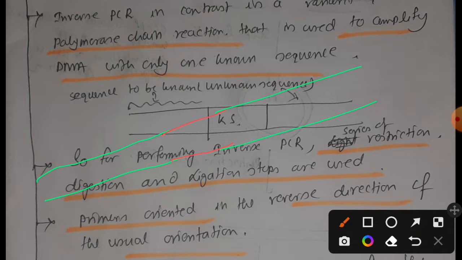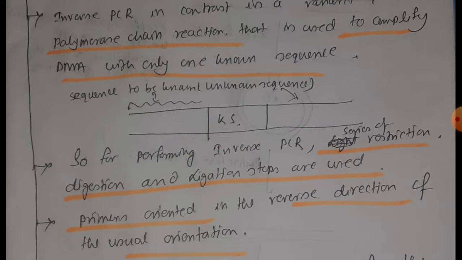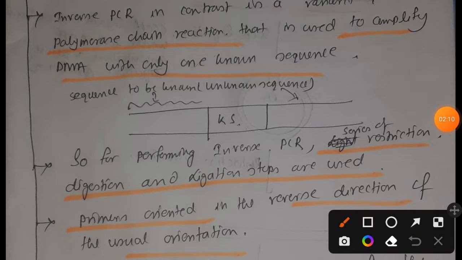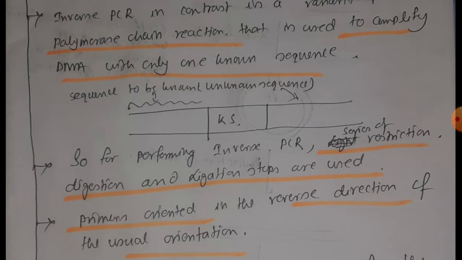And on the basis of the 3' end of the known sequence, we make the forward primer and reverse primer. But in case of inverse PCR, the sequence that we want to amplify is unknown, and it is not in the middle. Instead, it is at the two ends, and in between them there is a known sequence. So that is the problem that we are going to solve with the help of inverse PCR.